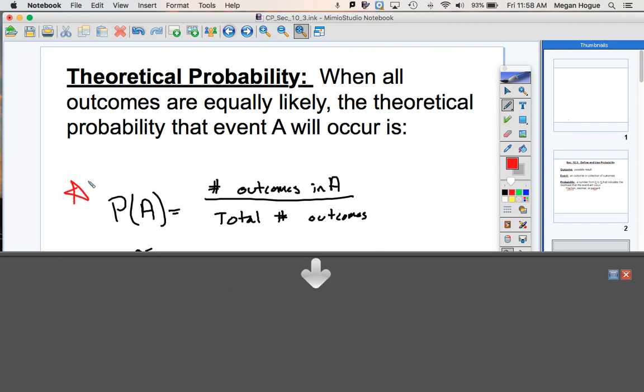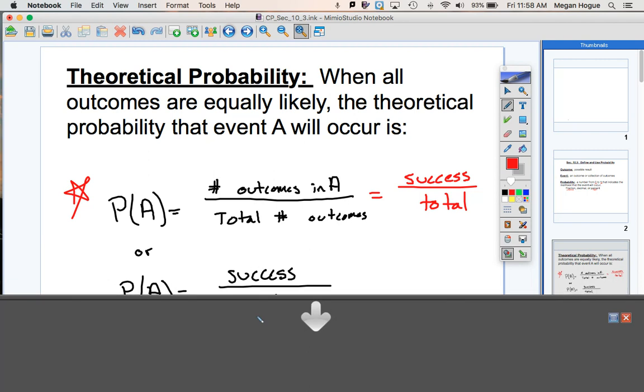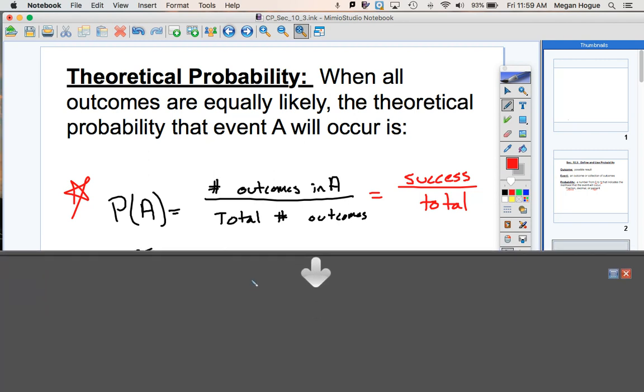This is a pretty important idea here: it's the number of successful outcomes over the total number of outcomes. The ways to get what you're looking for over the total ways something's going to happen. Oh, I didn't realize I had it down there. But go ahead and make sure you have that as well.